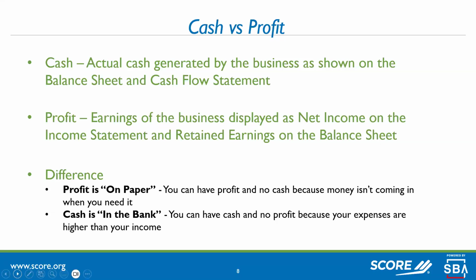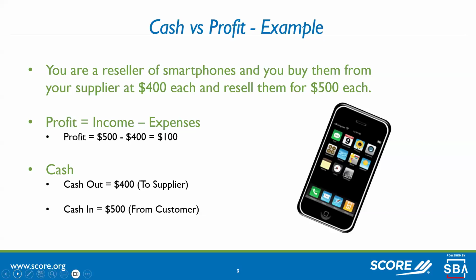And we'll take a quick look at an example. Okay, so here's an example using a reseller of smartphones to keep it simple. If you're a reseller, typically you're just buying product and then marking it up and reselling it. So on the income statement, you're going to have $500 of income because that's what you're selling it for. And you're going to have $400 in expense because that's the cost to buy them. So your profit is income minus expenses, or $500 minus the $400. So in this case, your profit is $100.